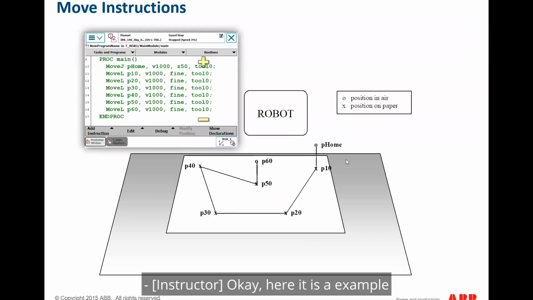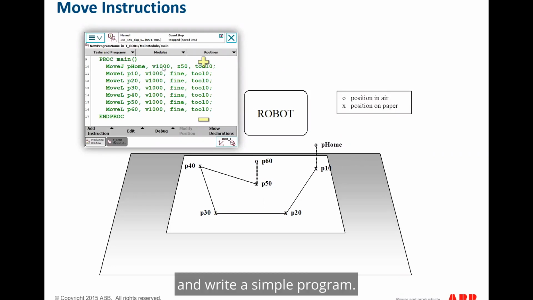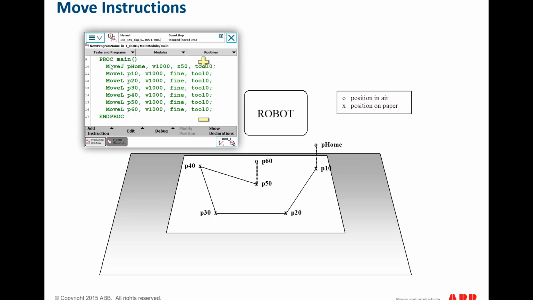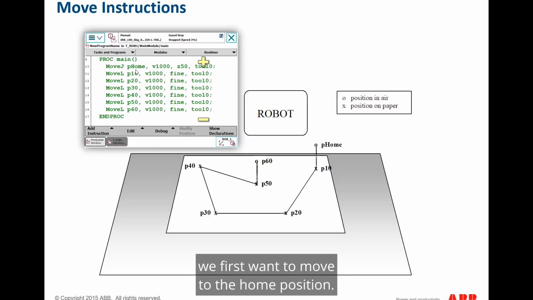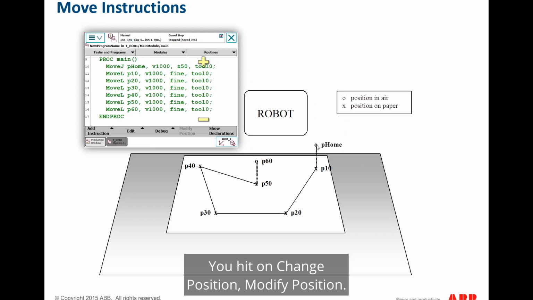Okay, here is the example of using the flex pendant and writing a simple program. So here is the main program. And in the main program, we first want to move to the home position. So teach your robot arm to this location, you hit change position, modify position.